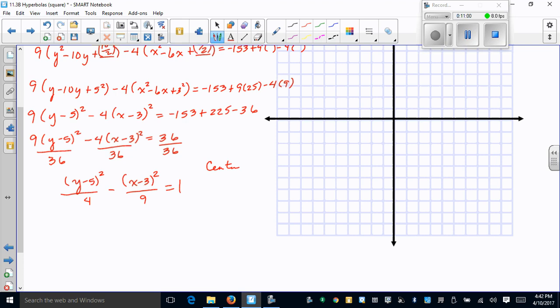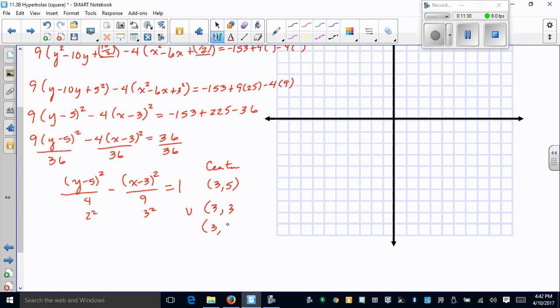Be really, really careful. The x came last. This is 2 squared. This is 3 squared. The y is first. So the x does not change for my vertices. And then this is going to become 5 plus 2, which is 7. 5 minus 2, which is 3. Okay, and then we have those.